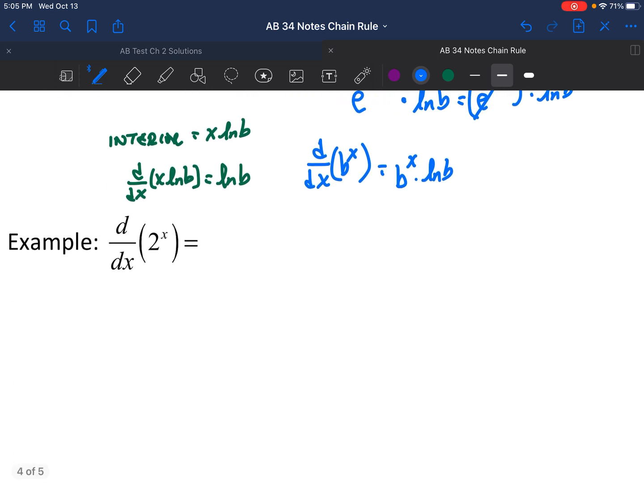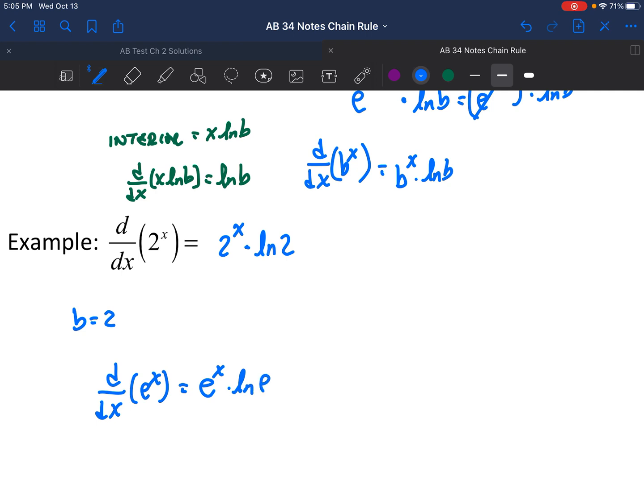We're taking the derivative of 2 to the x. In this case, b is 2. It's going to be 2 to the x multiplied by the natural log of 2. And we can see that the same rule still applies to base e. We'd have e to the x multiplied by the natural log of e, and the natural log of e is 1, giving us just e to the x. All right.